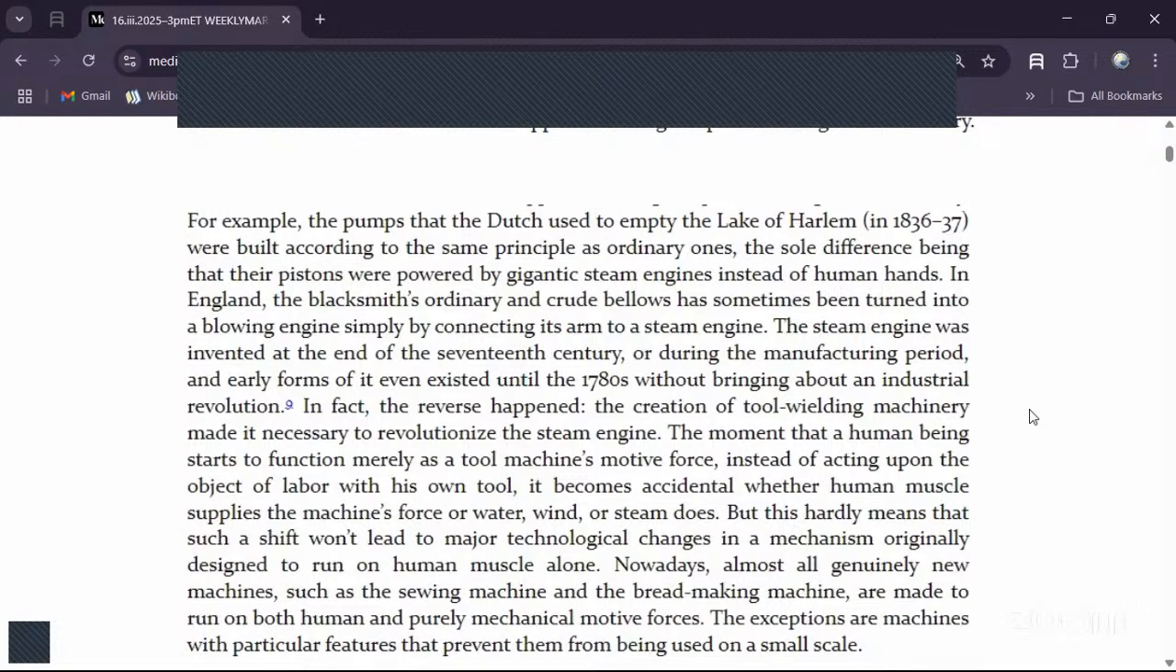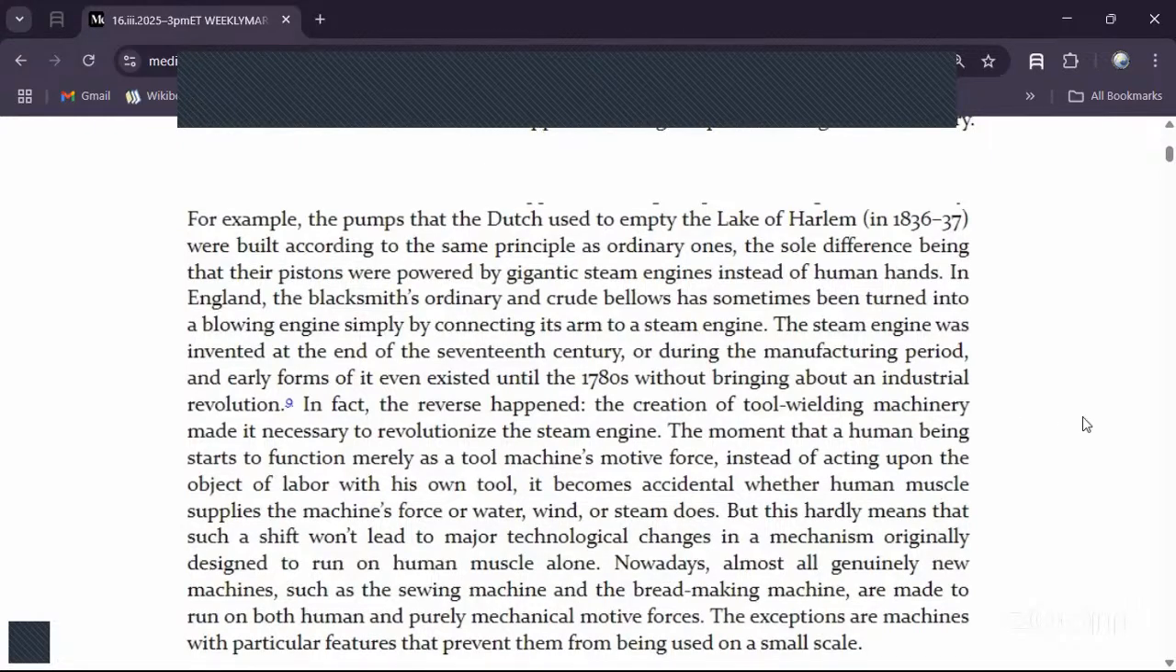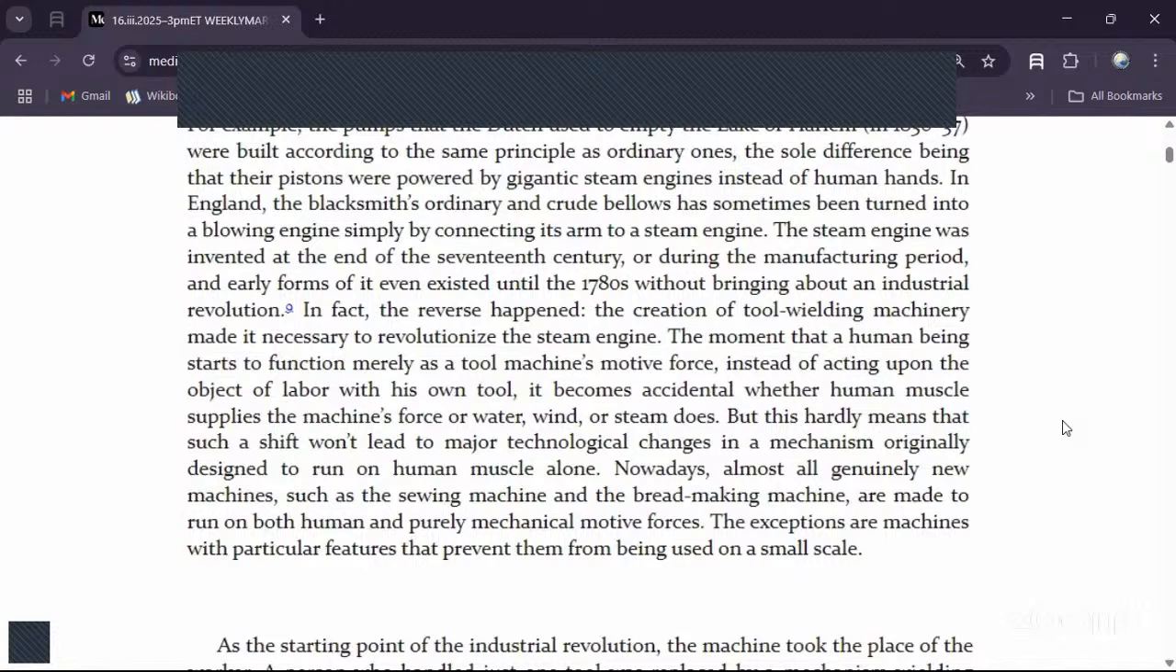The steam engine was invented at the end of the 17th century, or during the manufacturing period, and early forms of it even existed until the 1980s without bringing about an industrial revolution. In fact, the reverse happened. The creation of tool-wielding machinery made it necessary to revolutionize the steam engine.